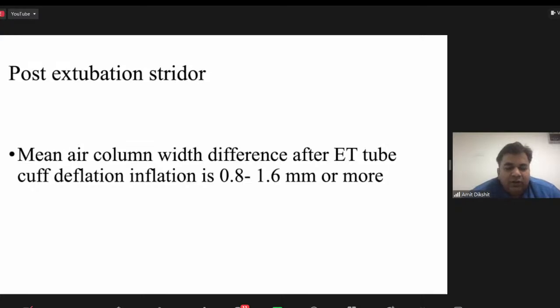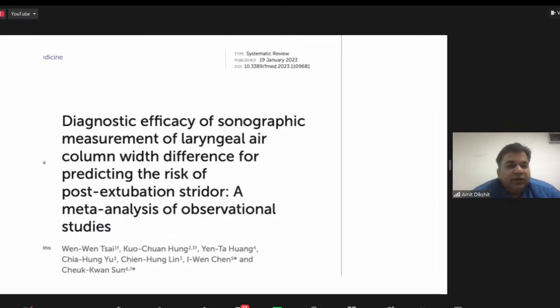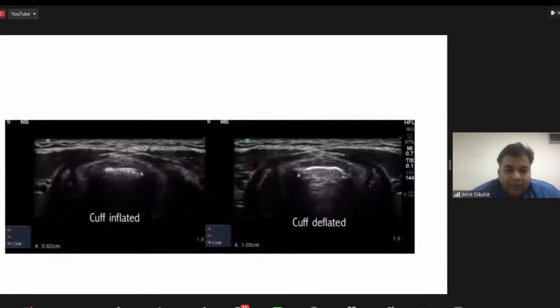So there are different ways by which we can look at the trachea. And one of them is this paper recently from 2023, where it has looked at the laryngeal air column width difference in predicting the risk of post-extubation stridor. Now, this is a very upcoming area. You need a little fine-tuning with measurements and little advanced machines. Two, three ways, I'll give you some idea about how people look at it.